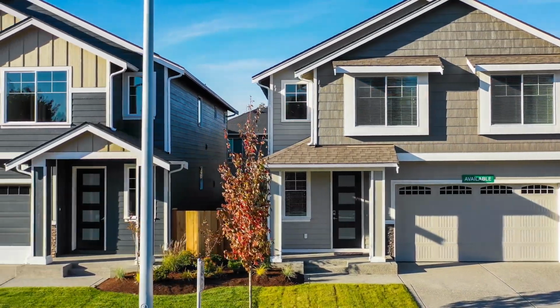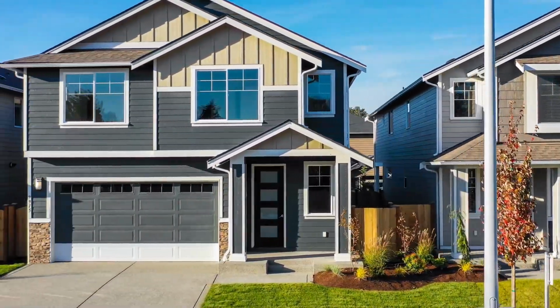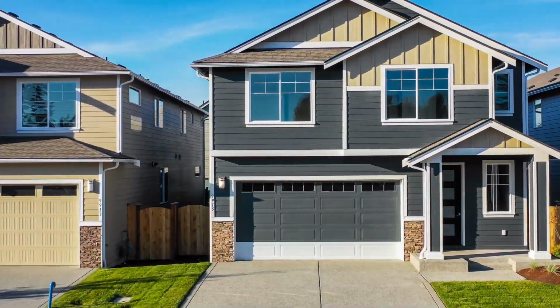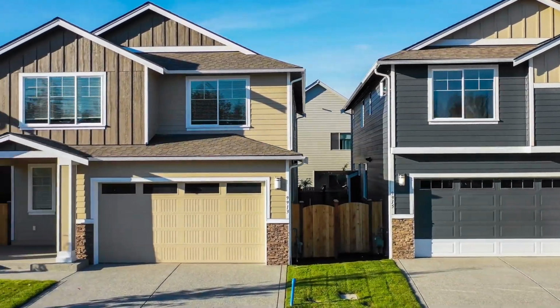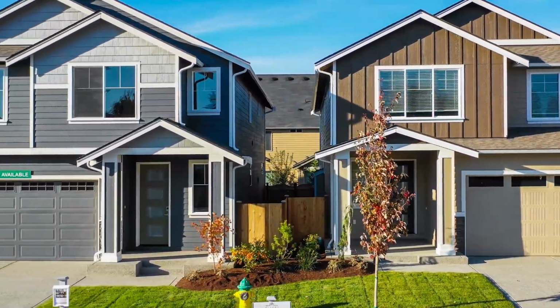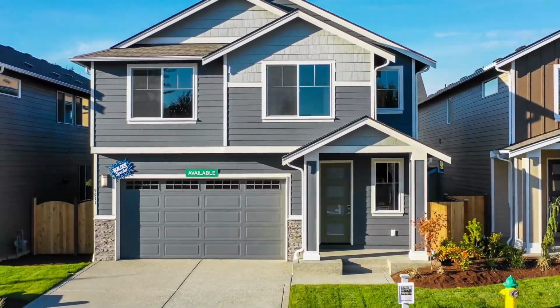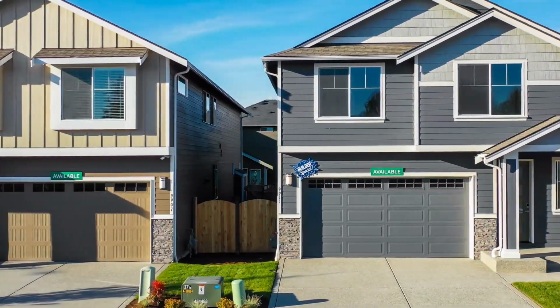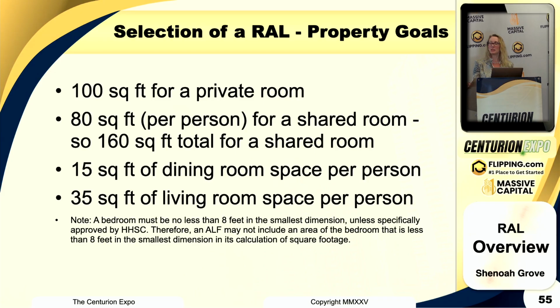When you are trying to figure out how much square feet you need for a residential assisted living facility, it's 100 square feet for a private room and 80 square feet per person, so 160 square feet for a shared room. There's minimums on dining square footage. There's minimums on living room square footage.